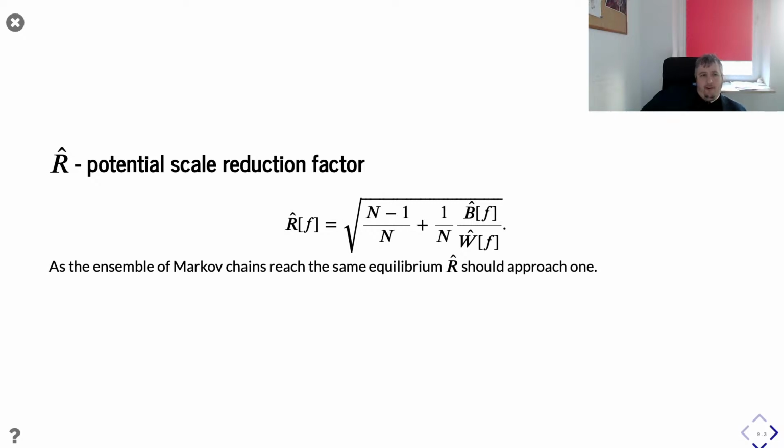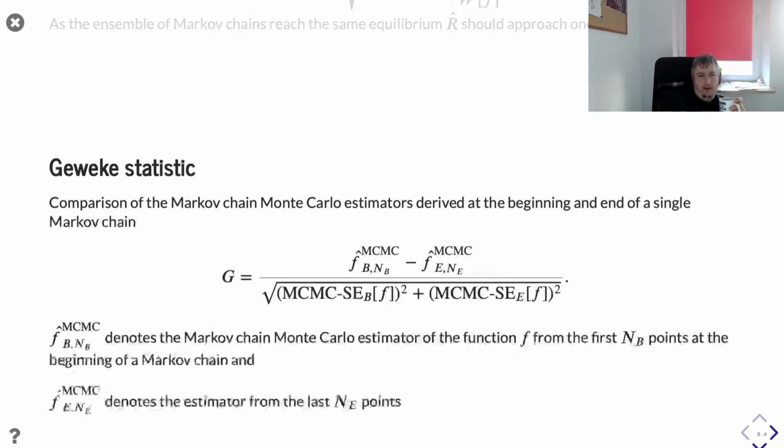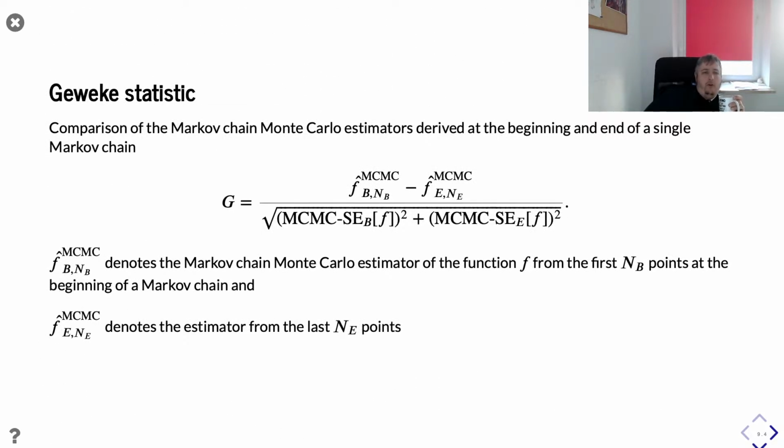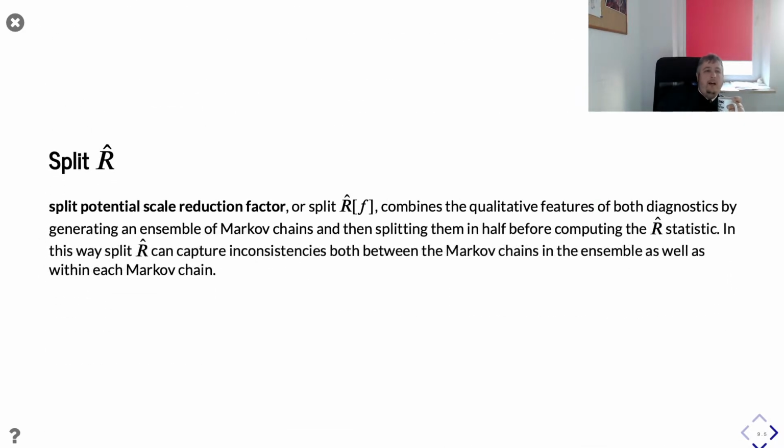This, of course, is still a marginal statistic for each of the variables of interest, so it might have problems capturing certain aspects that are multidimensional. There are also different statistics, like the Geweke statistic, which is a comparison of estimators from the beginning and the end of a single Markov chain.